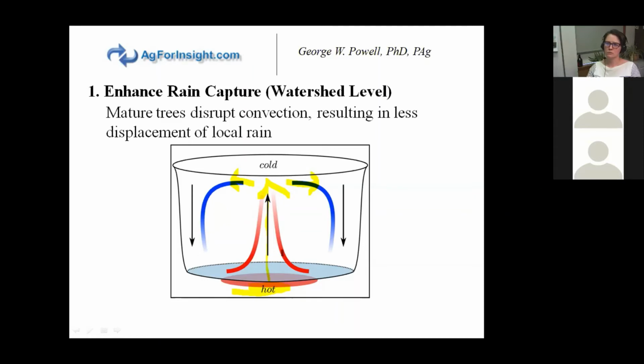With trees and shrubs in place, you're able to cool the surface. You break a little bit of that convection cycle. It's not as prominent. This only occurs at a watershed level. So unless you have a really large farm operation, a big ranch, you're likely not going to be able to affect that change by yourself. But certainly lots of farms within the same region that retain trees and shrubs are going to contribute to less convective loss of rainfall.